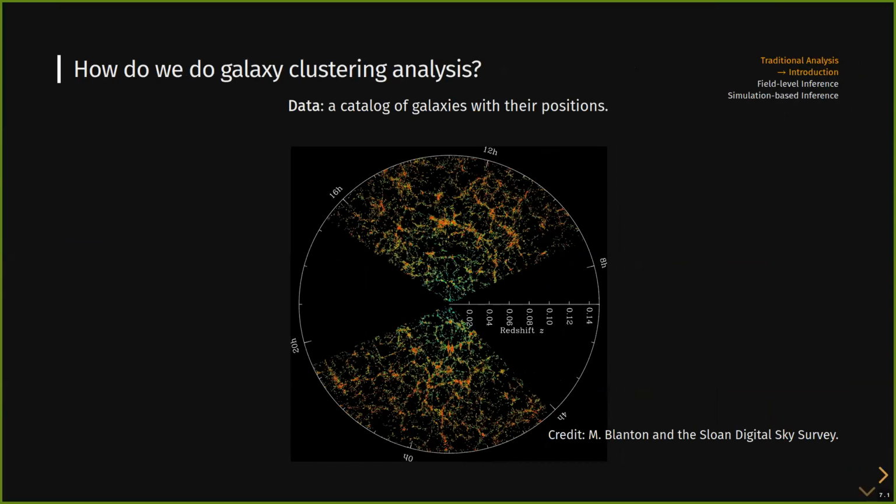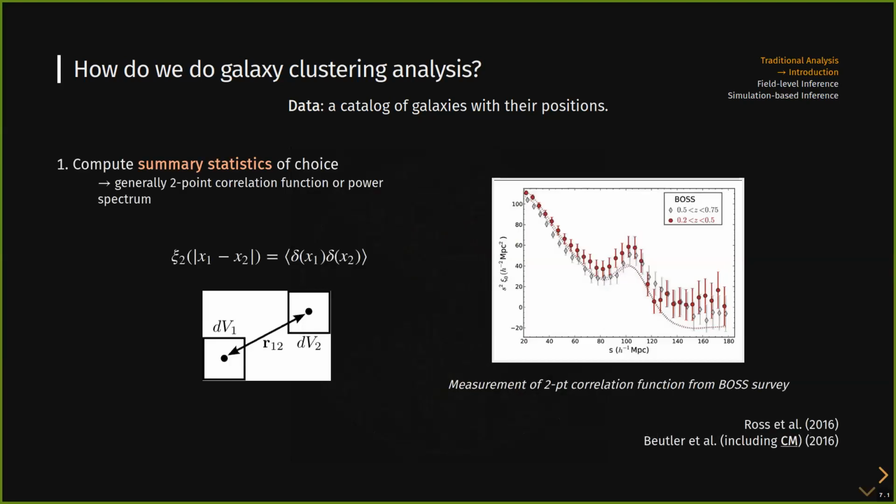And let's start with how we do galaxy clustering surveys right now. In this case, the data is essentially a catalog of galaxy positions. And this is very high dimensional data. So you start by calculating some summary statistic. Mostly we use 2-point functions, the 2-point correlation function or power spectrum. And they essentially calculate the average correlation over the universe of density at 2 points as a function of scales.